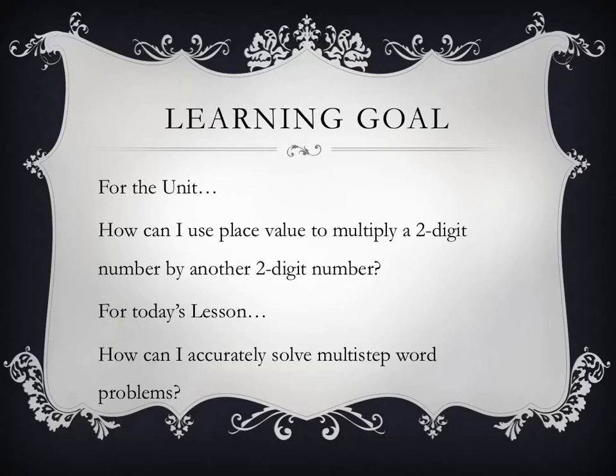Today's lesson's learning goal is to ask yourself, how can I accurately solve multi-step word problems? In this unit, we're learning how you can use place value to multiply a two-digit number by a two-digit number. So our multi-step problems should involve multiplication of two-digit numbers.